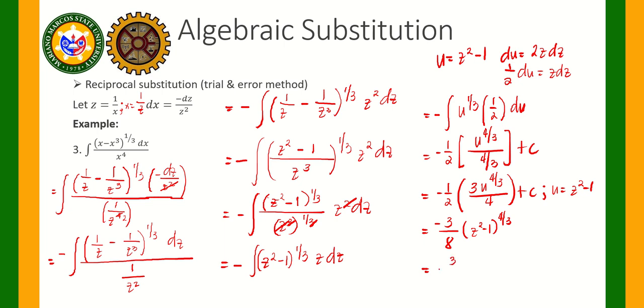Our final answer will be negative 3 over 8 times 1 over x squared minus 1 raised to 4 over 3, and then plus c. So, ito na ngayon yung final answer natin for example number 3. So, that ends my discussion in the different techniques of integration.